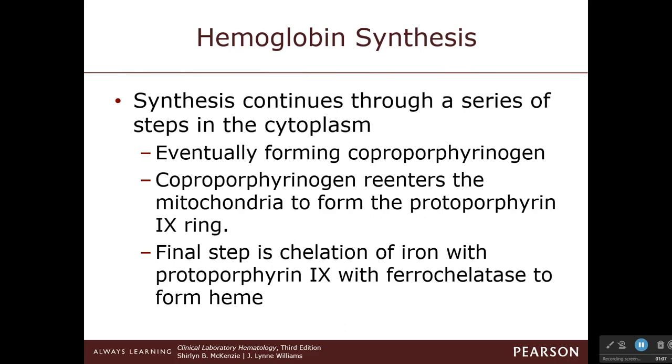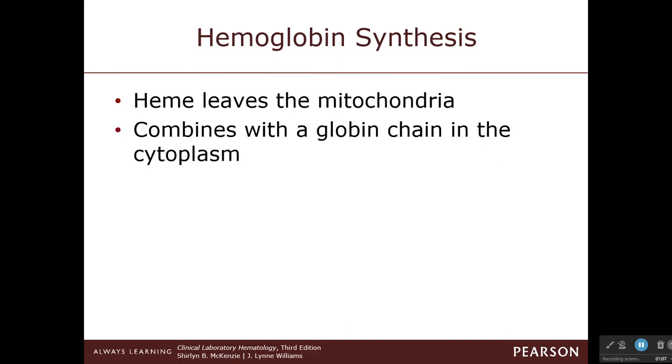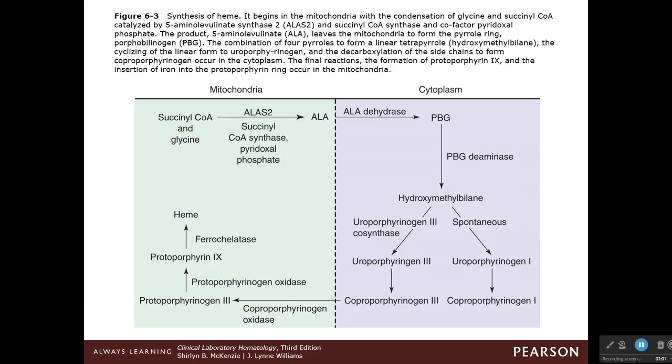All right, so the enzyme that's important, ferrochelatase. Without it, iron can't bind to that protoporphyrin 9 ring. Okay? So it has to be there to form the complete heme molecule. Then, of course, heme leaves the mitochondria and combines with a globin chain in the cytoplasm. Okay? Questions about that, guys? Okay. All right, there it is, figure 6.3.